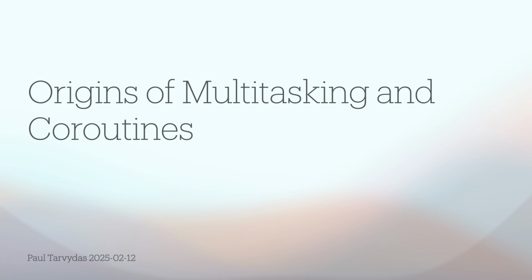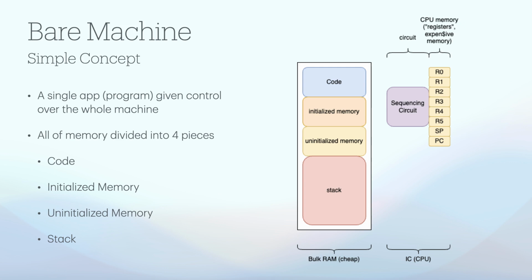Origins of Multitasking and Coroutines. Both these concepts and what we call concurrency came from time sharing that was needed way back when computers were first invented. Back in the day, a CPU was just a simple chip with some sequencing circuitry and a private, super-fast memory called registers.